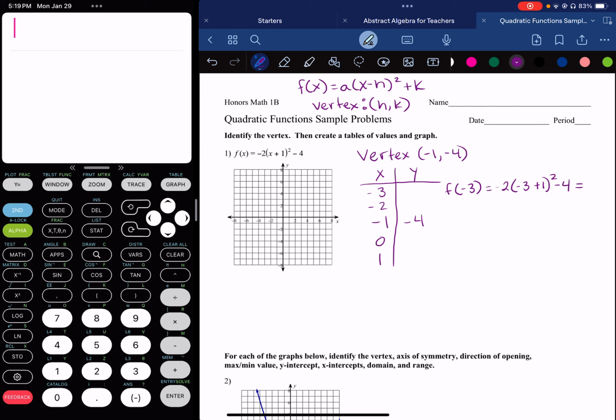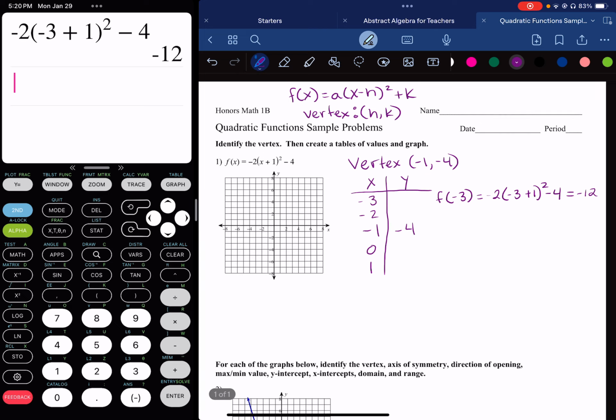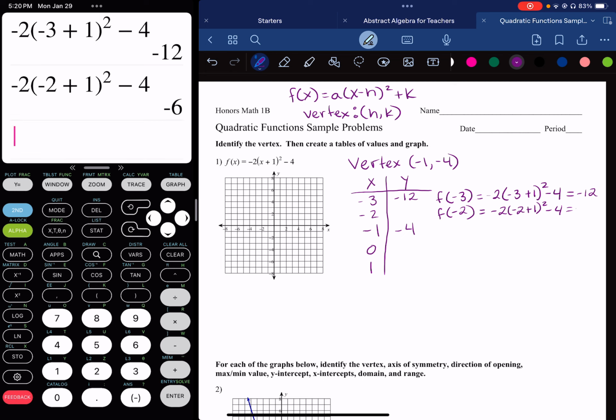Okay, so over on the left side, I'm going to type this into the calculator. I'm going to get -2, parenthesis, -3 plus 1, close the parenthesis, squared, -4. And I get -12 for this problem. Okay, so that means I'm going to write -12 in the table. And then I'm going to evaluate the next number, f of -2. So we get -2, parenthesis, -2 plus 1, close the parenthesis, squared, -4. And we get -6 this time.